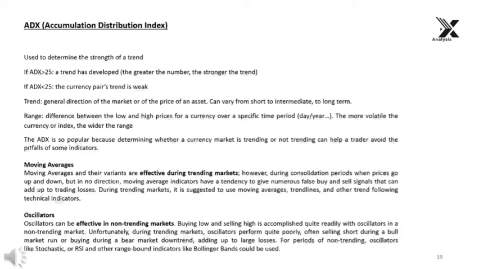The ADX is so popular because determining whether a currency market is trending or not trending can help a trader avoid the pitfalls of some indicators. Moving averages and their variants are effective during trending markets. However, during consolidation periods when prices go up and down but in no direction, moving average indicators have a tendency to give numerous false buy and sell signals that can add up to trading losses.